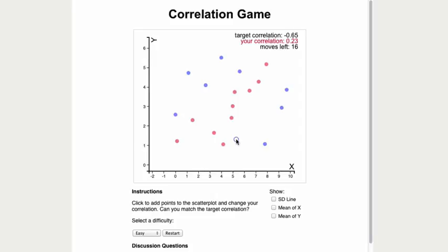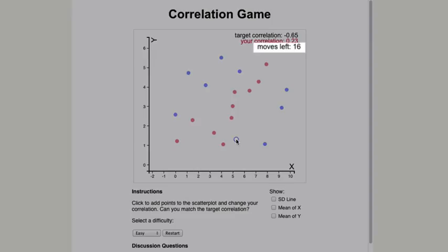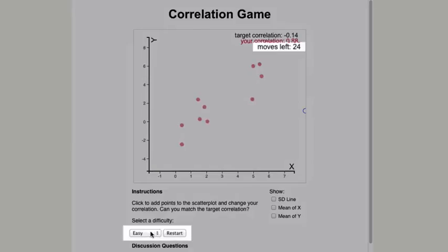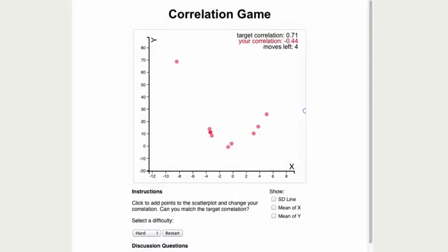However, you don't have an infinite number of points. At the top right, the number of moves you have left is displayed. At higher difficulty settings, you have fewer moves to match your correlation with the target correlation. However, let's start at an easy difficulty level.